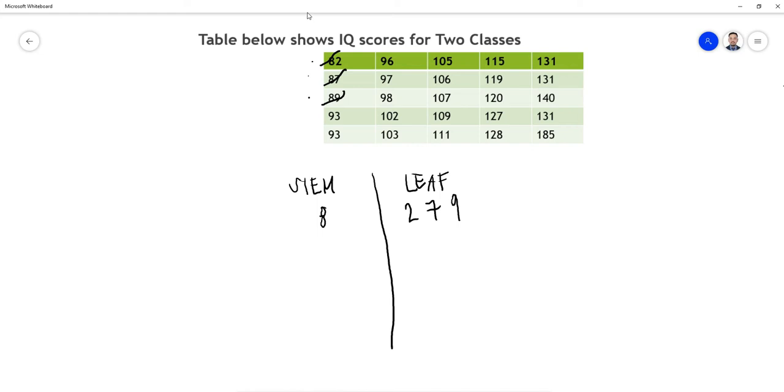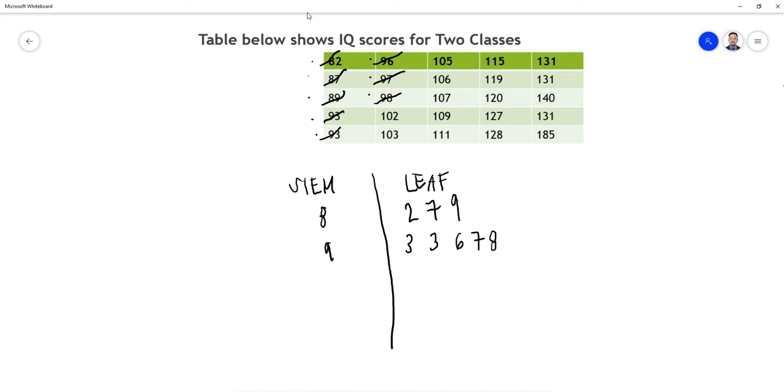For the second row is for the next larger digit, which is the 9 or the 90s category. We have 5 numbers. So we place 9 here in the stem, and the second digits in the leaf. We have 93, another 93, 96, 97, and 98. So you can see the pattern here.